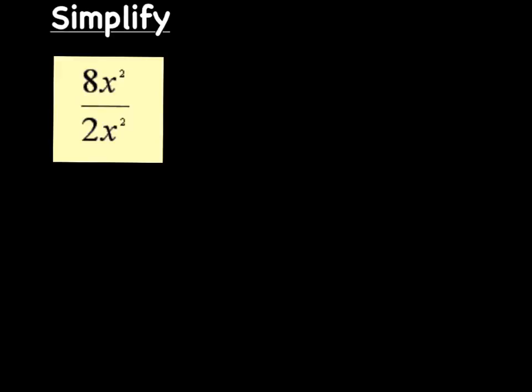Okay, in this example we've got 8x squared over 2x squared, and we've got to fully simplify this fraction. Okay, now what works with number works with algebra. That's the big idea here, as well as equivalent fractions.